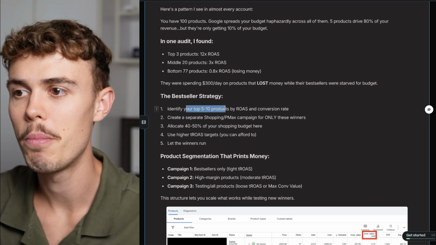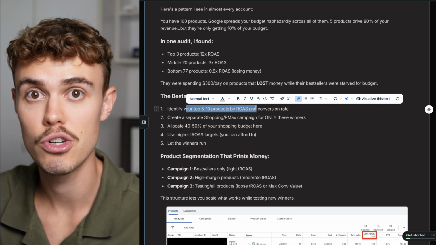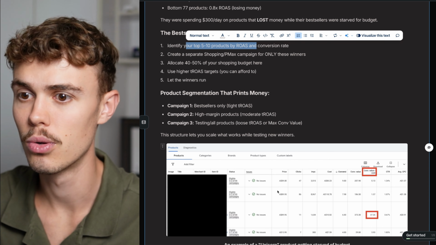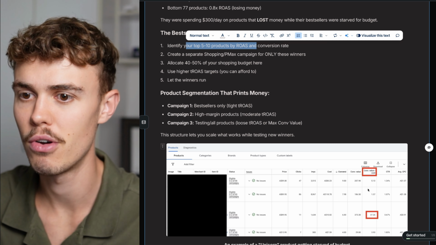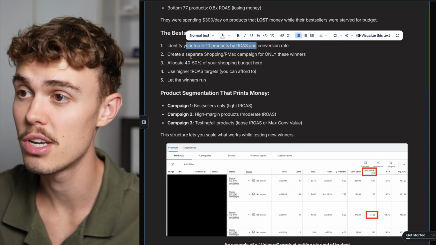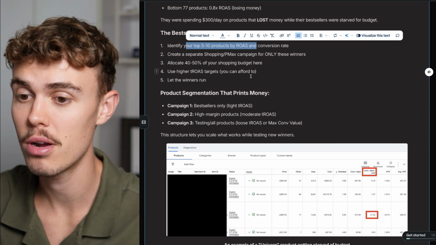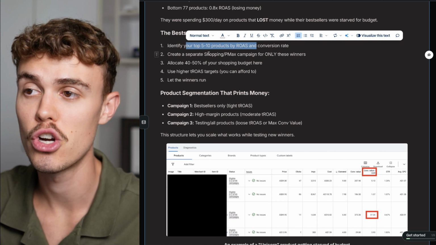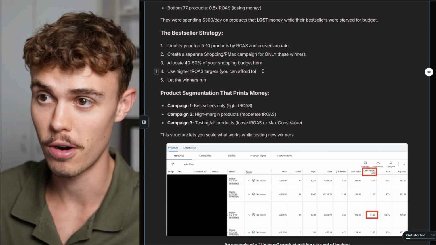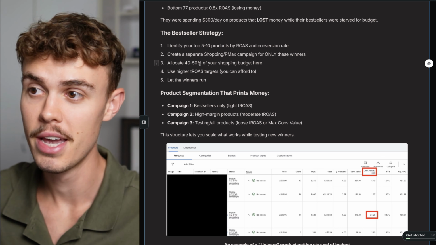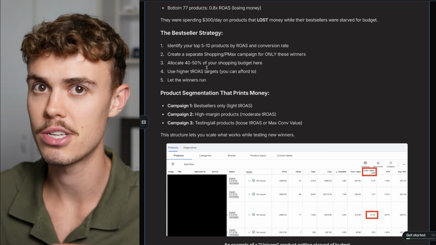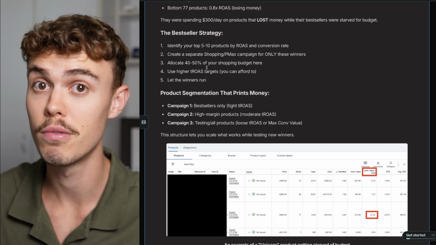So identify your top 5 to 10 products by ROAS and conversion rate. Go into your products screen on Google Ads, sort by conversion rate or ROAS, and check out your top 5 to 10 products, and then create a separate shopping or PMAX campaign for only these high conversion rate products and put them in a single campaign. Allocate 40-50% of your budget there because these are your best products. They have the best chance of making you money. You should be giving them most of your budget.